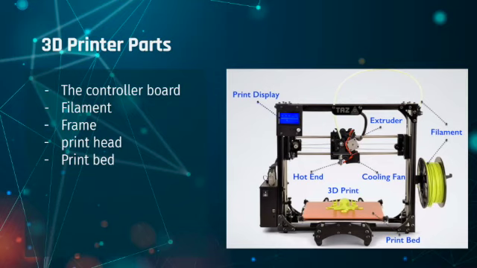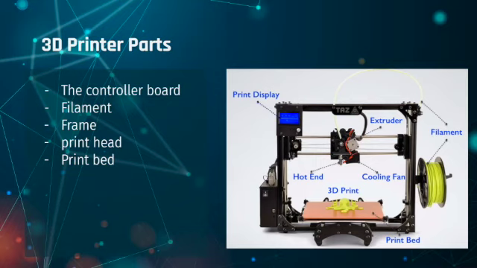Even a machine made of high-end parts from top to bottom won't be able to print well if the controller board is bad. Next is the filament, which is the material used to print objects on a 3D printer. It's the equivalent of the ink used on a regular office 2D printer.